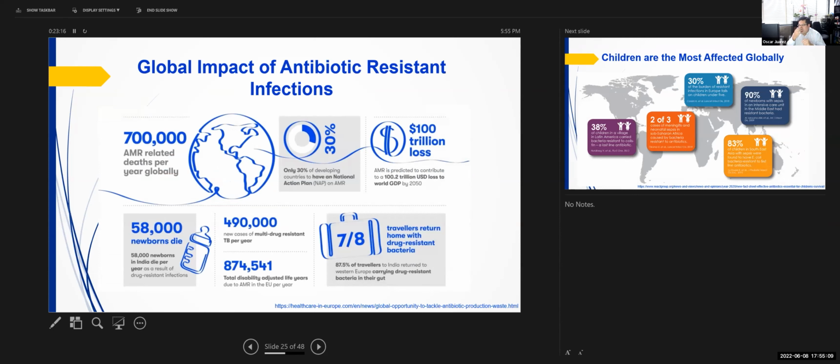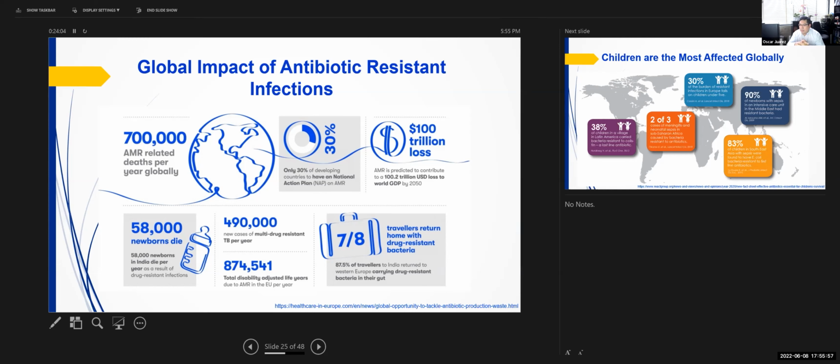These are a few kind of random numbers that I wanted to show you. In the US, we have 30,000 people dying from these infections. In the world, we have 700,000 people dying from these infections. For example, 58,000 newborns dying in India per year as a result of drug-resistant infections. We have 500,000 new cases of multi-drug resistant tuberculosis per year. The next number is really, really appalling to me. We have 874,000 disability-adjusted life years lost due to antibiotic-resistant infections in the European Union per year. That number is big.